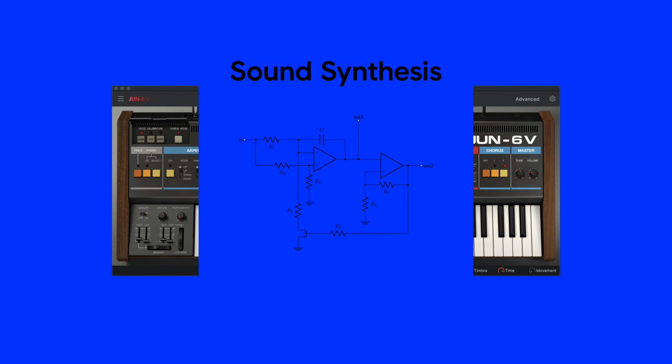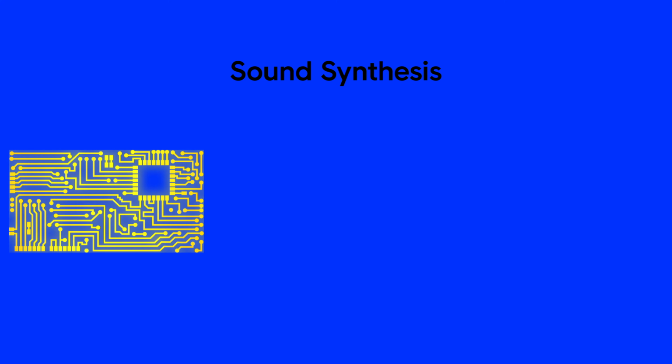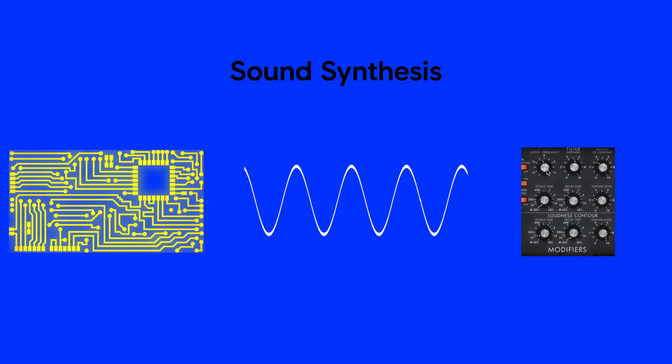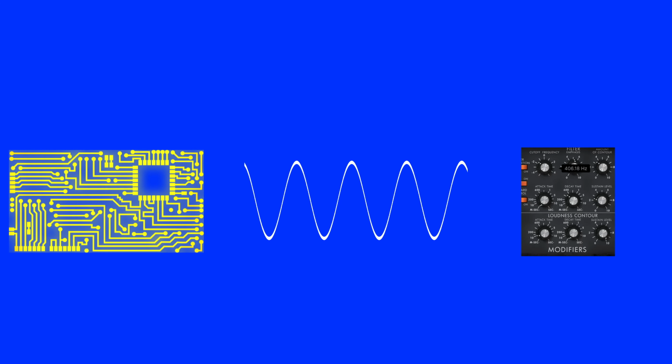Now, before we dive into all these different types, let's make sure we have a good fundamental understanding of how a synthesizer works. In its purest form, sound synthesis is the process of using electronics to create an electrical pressure sound wave from scratch and then control and modify that sound wave. So the key thing here is electricity.